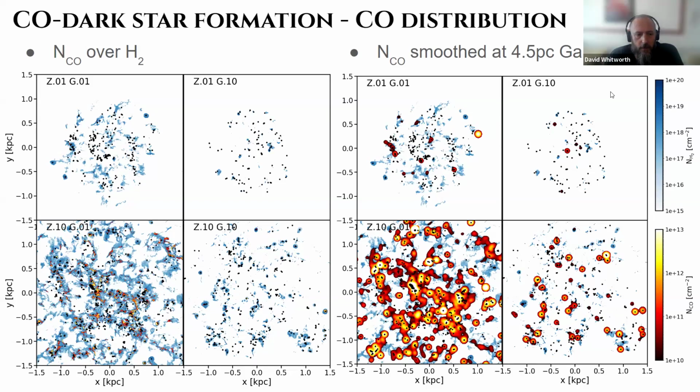We looked at this, and on the left-hand side, we've got the 4 models. We've got the surface density of CO plotted over the H2 molecular gas. And well, you can't really see much CO in there. There's little bits you can probably see in the bottom left corner, Z10GO1. You can see a little bit of the red and yellow poking through, but it's really not much.